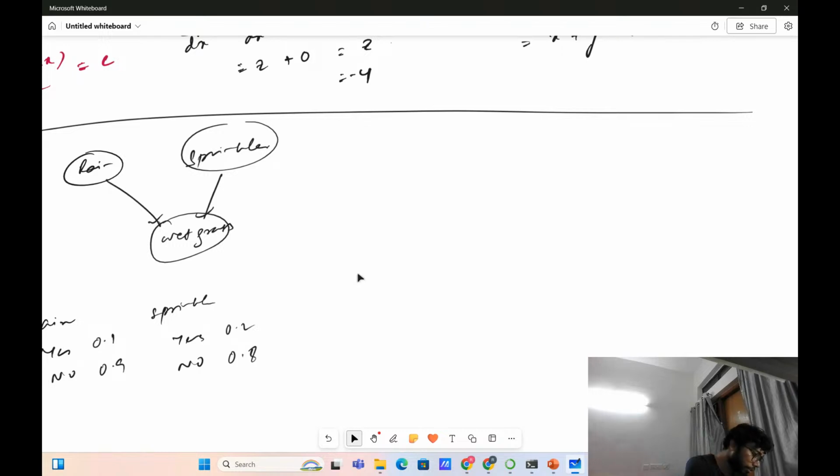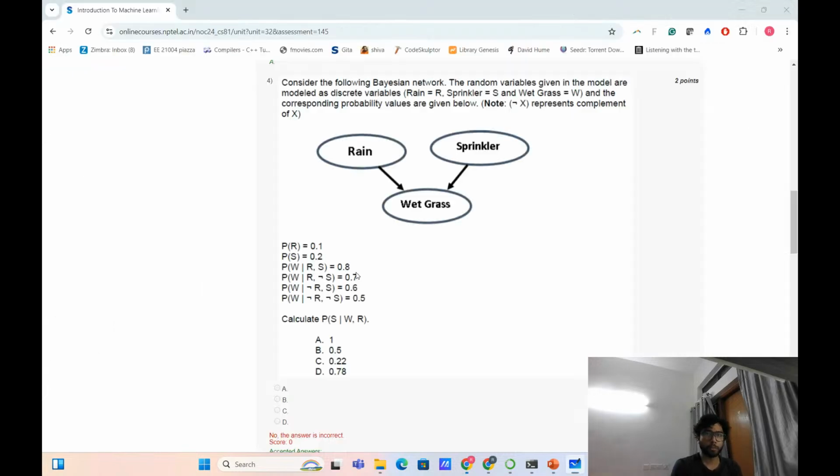Now you have to see rain and sprinkler. So in the exam, the main thing is, you have to construct this table from the data that is given, right? After you construct this table, 90% of the work is done. Then you can easily calculate whatever is asked in the question, right?